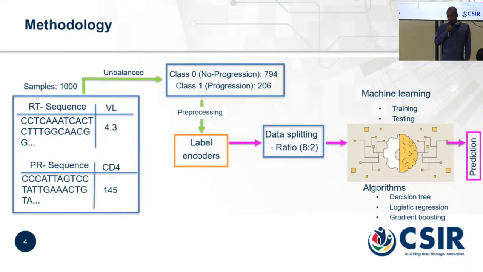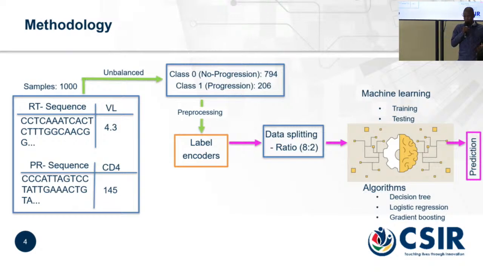To identify if you are more prone to progression, they check your viral load. Maybe the higher the viral load, they say you are more prone to going for drug resistance. So from that data set, because we need to do binary classification, we divide it into two sets, class 0 or class 1. In class 0, those ones have no progression, but for class 1, that's where there is a progression. So now we took the data as it is.